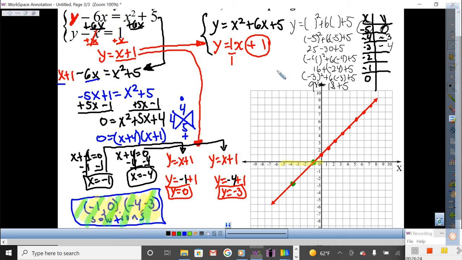Negative 4. Next value, I'm going to do it over here on the side. Negative 2 squared plus 6 times negative 2 plus 5. So this is 4, negative 12 plus 5. So 4 plus 5 is 9 minus 12, that's negative 3.